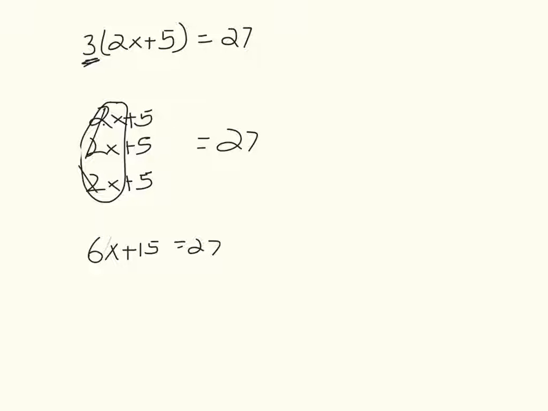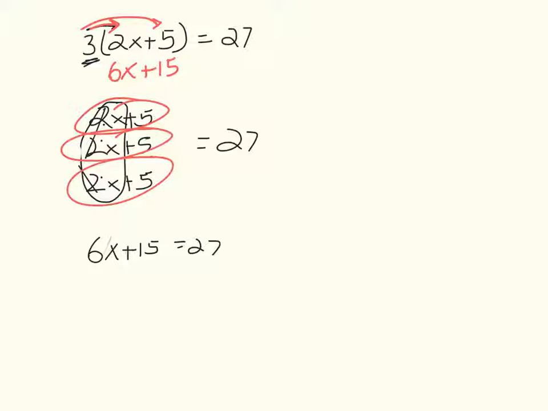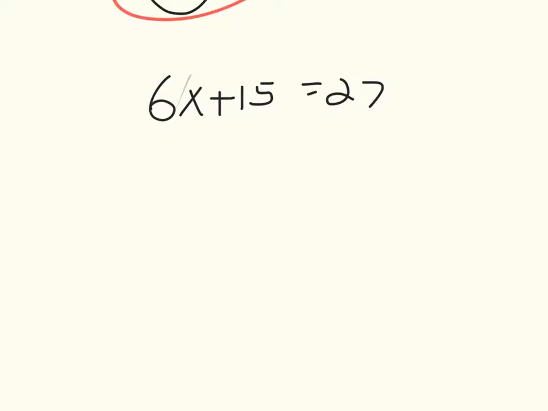Rather than doing this addition, I can just multiply. 3 times 2x is 6x. 3 times 5 is positive 15. You see, instead of adding over and over and over, I can use multiply to speed up my math. Once you've done that, the problem actually is fairly simple.